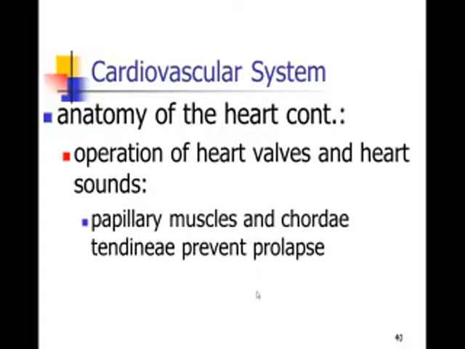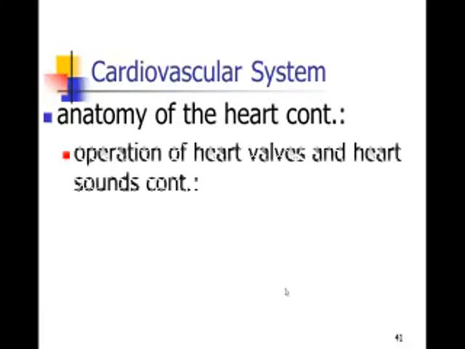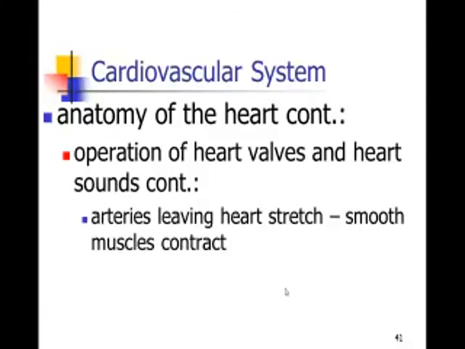Remember that the papillary muscles and the chordae tendineae are going to prevent the valves from inverting. And when the ventricles contract, they push the semilunar valves open, and before they do that, they actually push the atrioventricular valves closed. Okay, so this is kind of an important part right here. So kind of pay attention, see if you can follow the logic here.